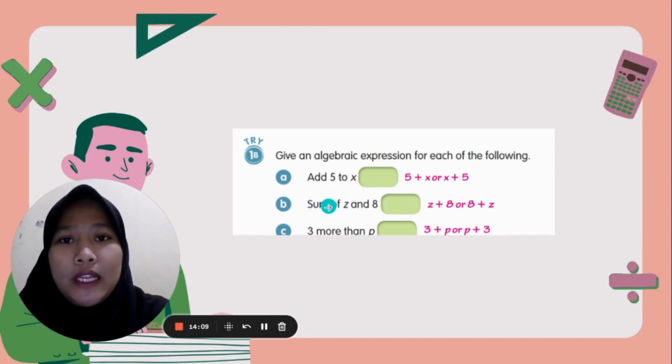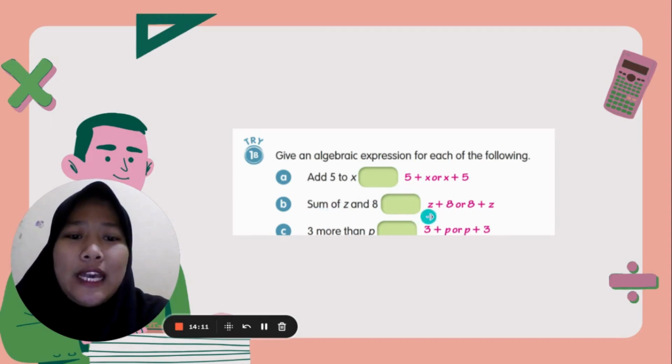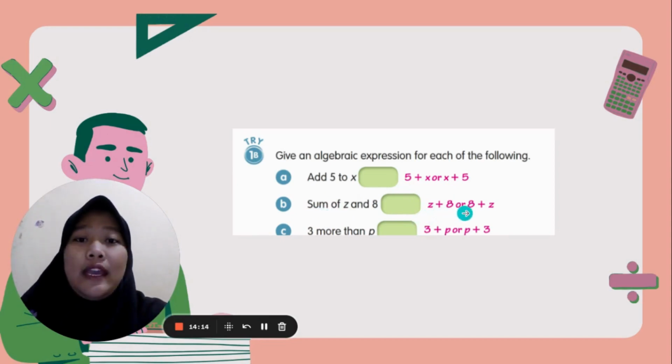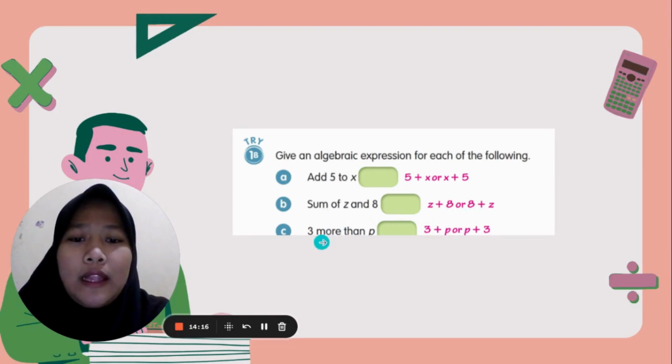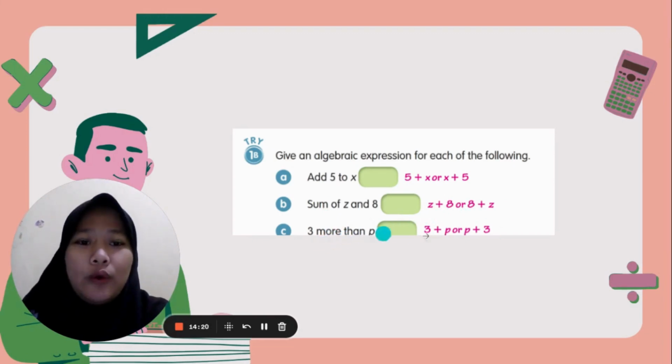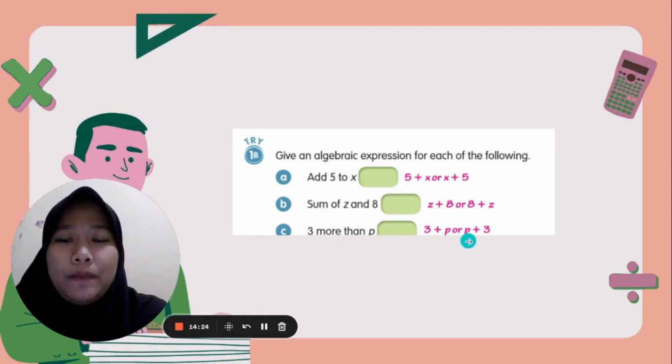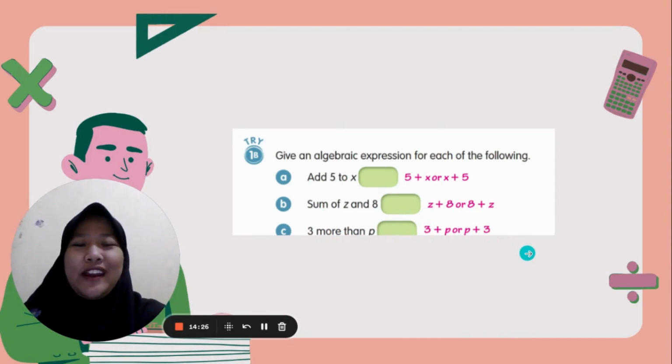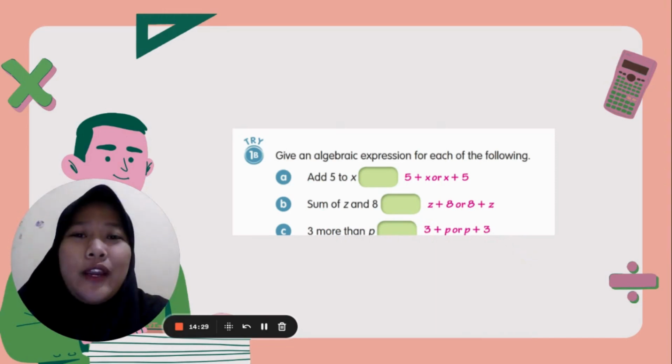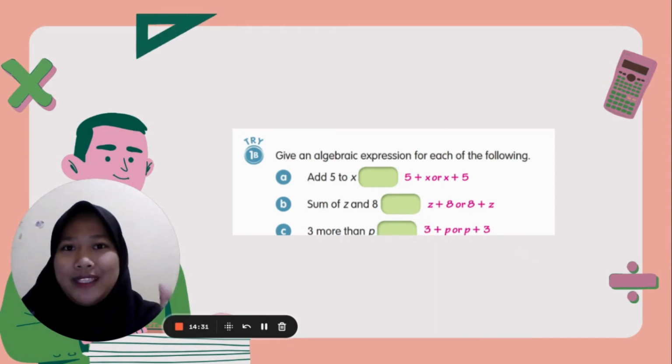Sum means addition, so it's z plus 8 or 8 plus z. The last one, more than, means addition also. So the answer is 3 plus p or p plus 3. Alright, if you get the correct answers, put a tick beside the answers.